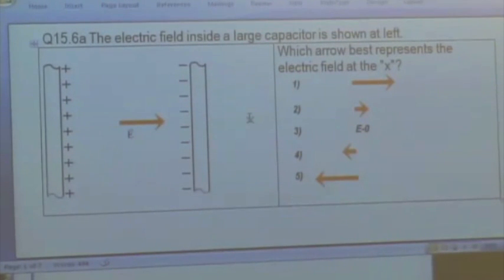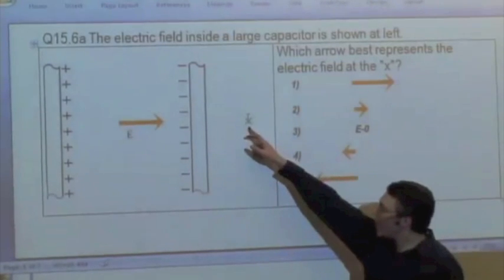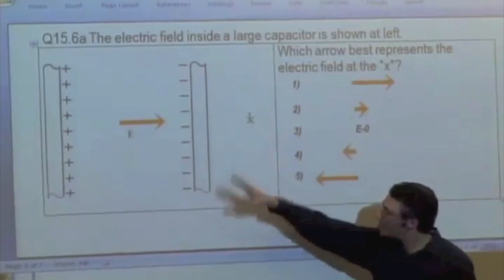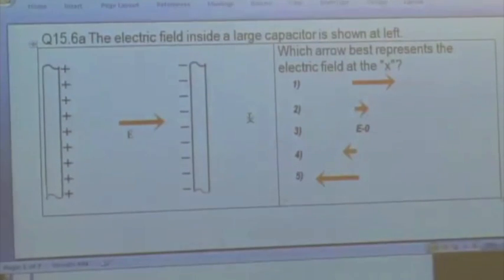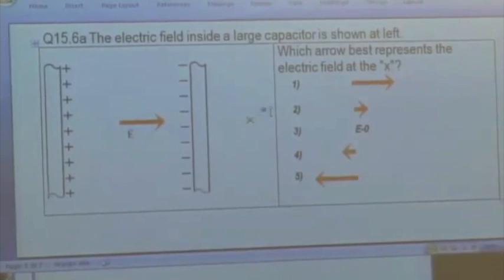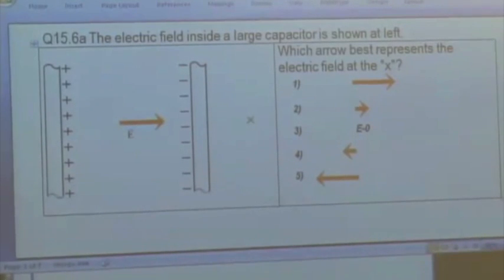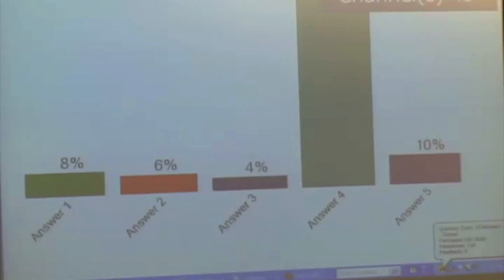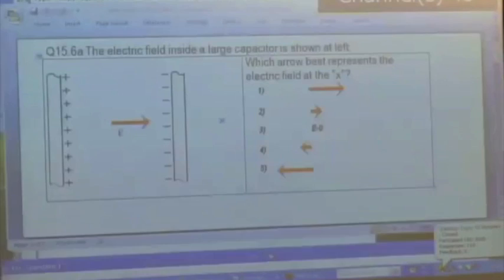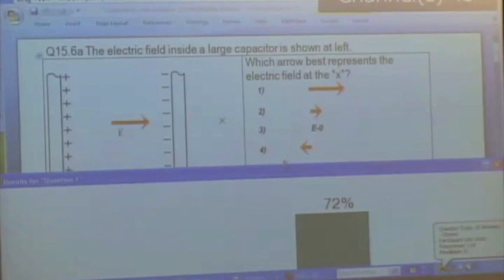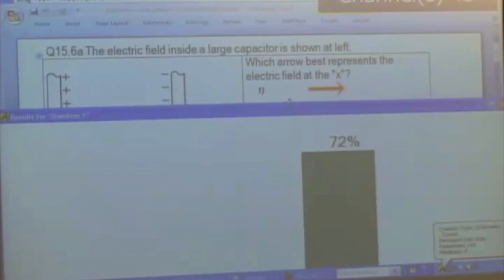This little green X here is outside of the gap. Okay, so it's outside of the negatively charged plate here. Which arrow best represents the electric field at that little X? Think about it. Talk to your neighbor. Okay, so the biggest answer is 4, which is kind of pointing toward the negative plate, right?